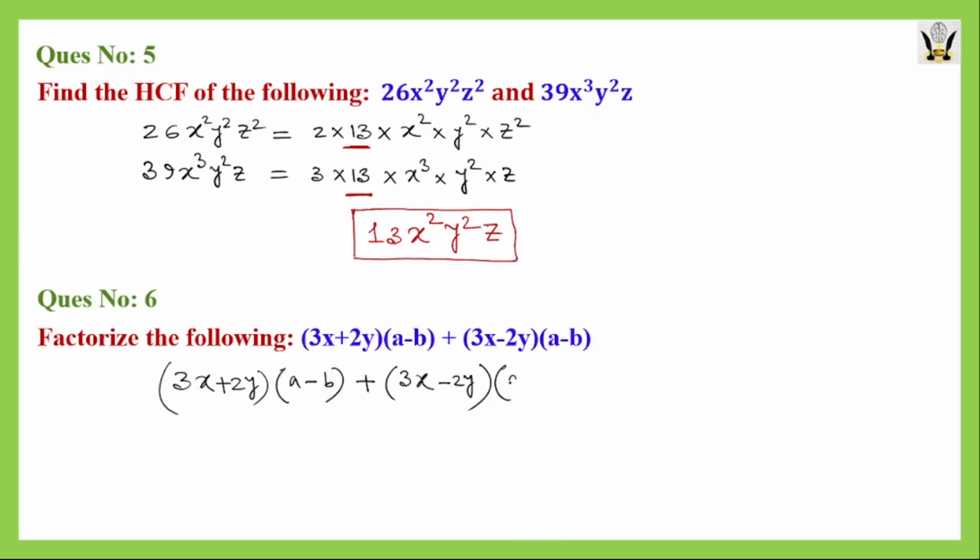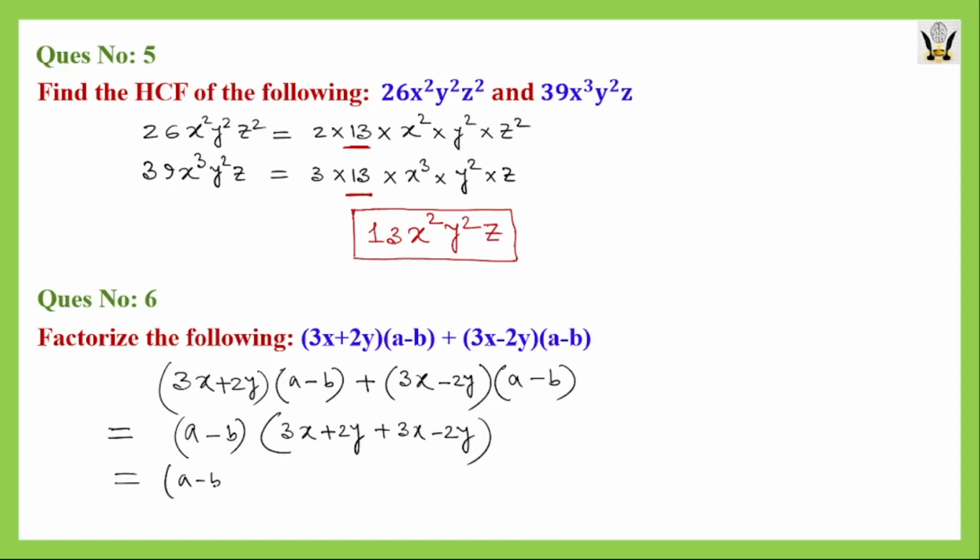Now in the next question we have this expression and we need to factorize. When we need to factorize, first we have to find whether we have any common factor or not. In both these terms we have one common factor, which is a minus b. That will be taken as a common factor, and then the rest of the terms will be written. From the first term the rest will be 3x plus 2y, and from the second term what is remaining is 3x minus 2y.